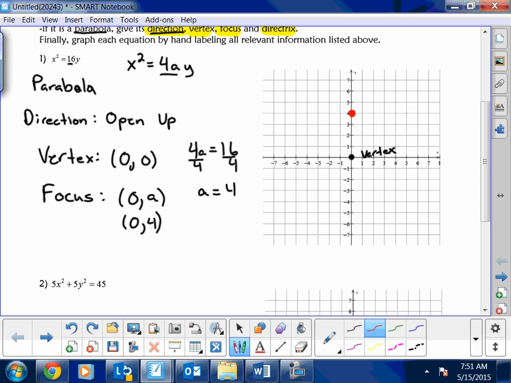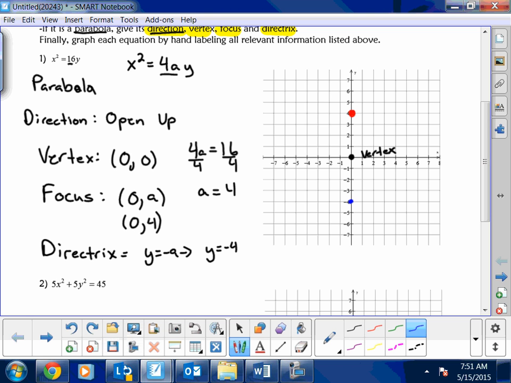Now, the reason why that is important is because my directrix, which is something else they want to know, is going to be located in the opposite direction, whatever it is. In this case, it's going to be y equals negative a, which specifically means that y equals negative 4. It's really easy to spot the directrix, because it's going to be equidistant from the focus.